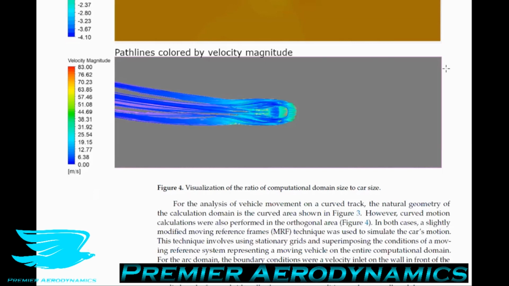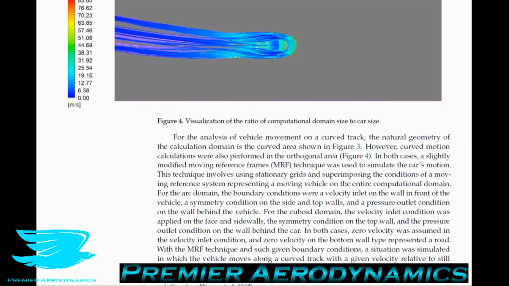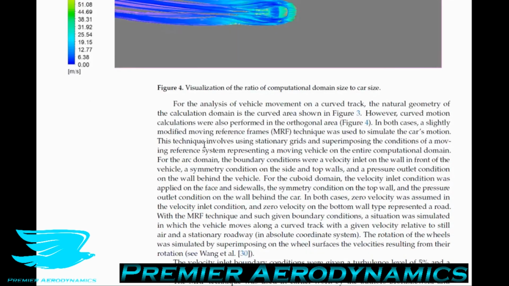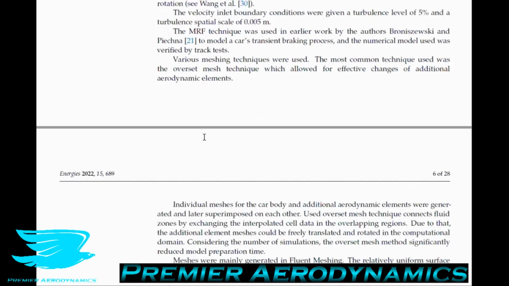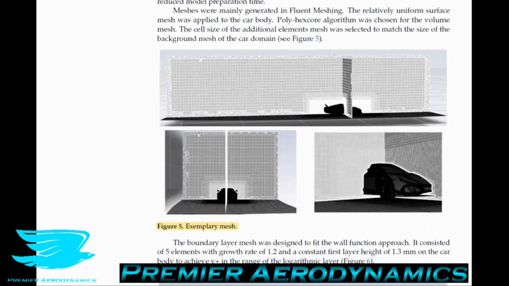If you take account of the variables that they don't handle very well and you account for them, then MRFs are fine and rotating walls are fine. So figure 5 shows the various meshes that were used. The most common technique used was the Overset Mesh technique, which allowed for the effective changes of additional aerodynamic elements.